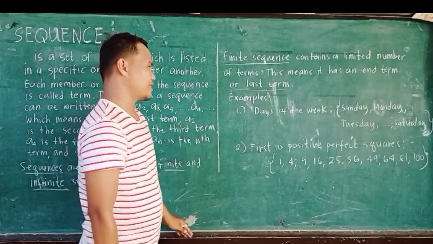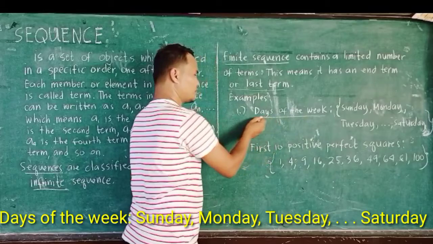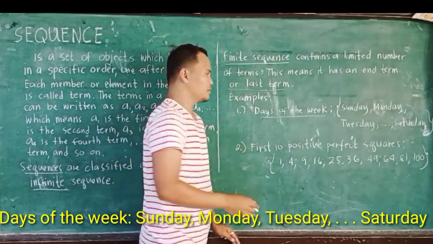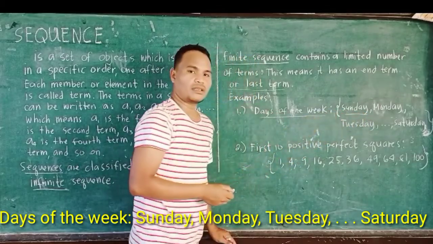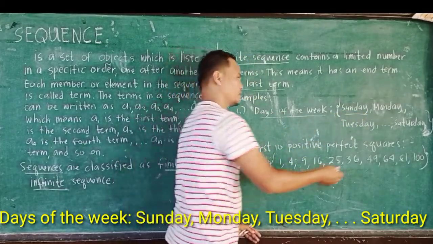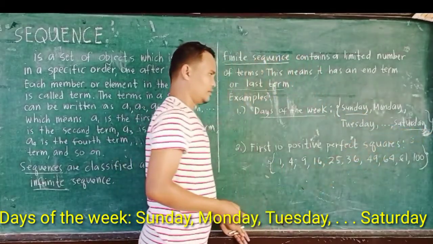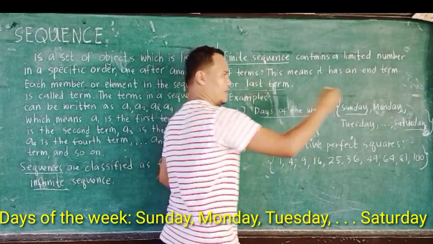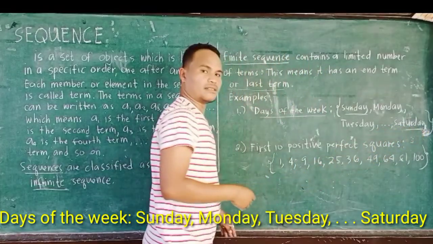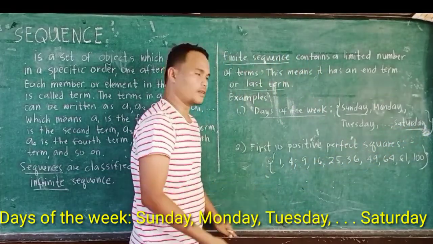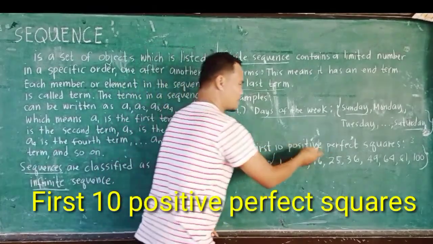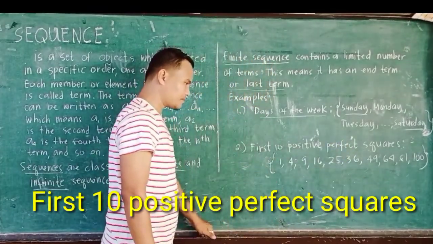Example of finite sequence: days of the week. In the calendar, the week starts with Sunday and ends at Saturday. So in this case, the days of the week start with Sunday and the last day is Saturday in the calendar.